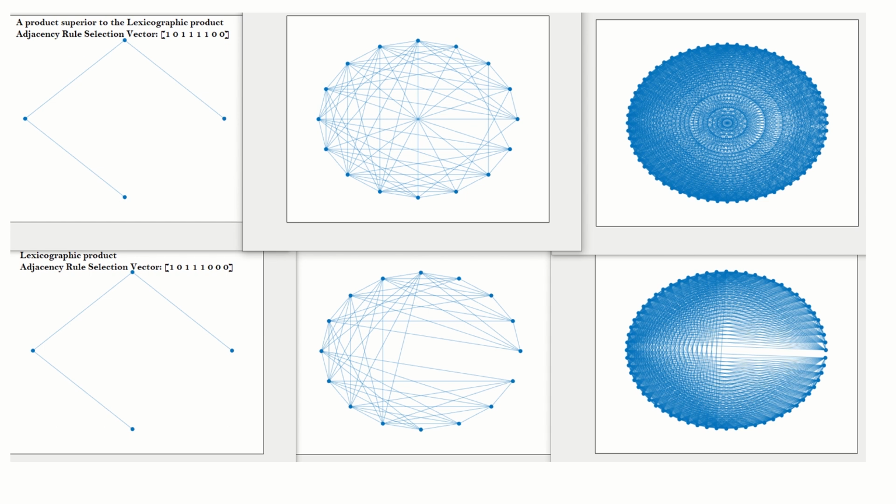Interestingly, there are products for which the density increases as we take higher product powers. For example, a product just slightly superior to the lexicographic product, with the inclusion of a single adjacency rule, appears to increase density as we take higher product powers, where we choose to carry out the operation from left to right.